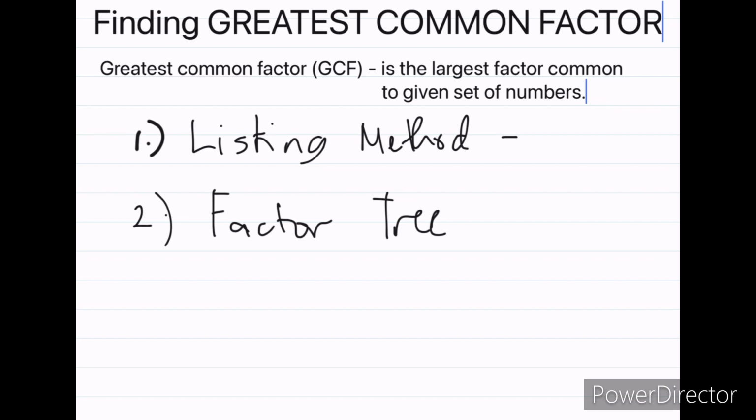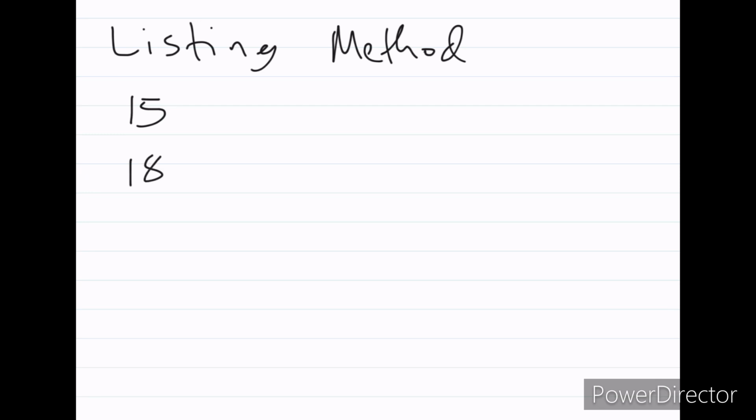So let's have an example. Let's try to use these two methods in finding the greatest common factor. First, the listing method. Example, how we are going to use the listing method in finding GCF. First example, find the GCF of 15 and 18. So in listing method, you just simply list the factors of each number in the set.